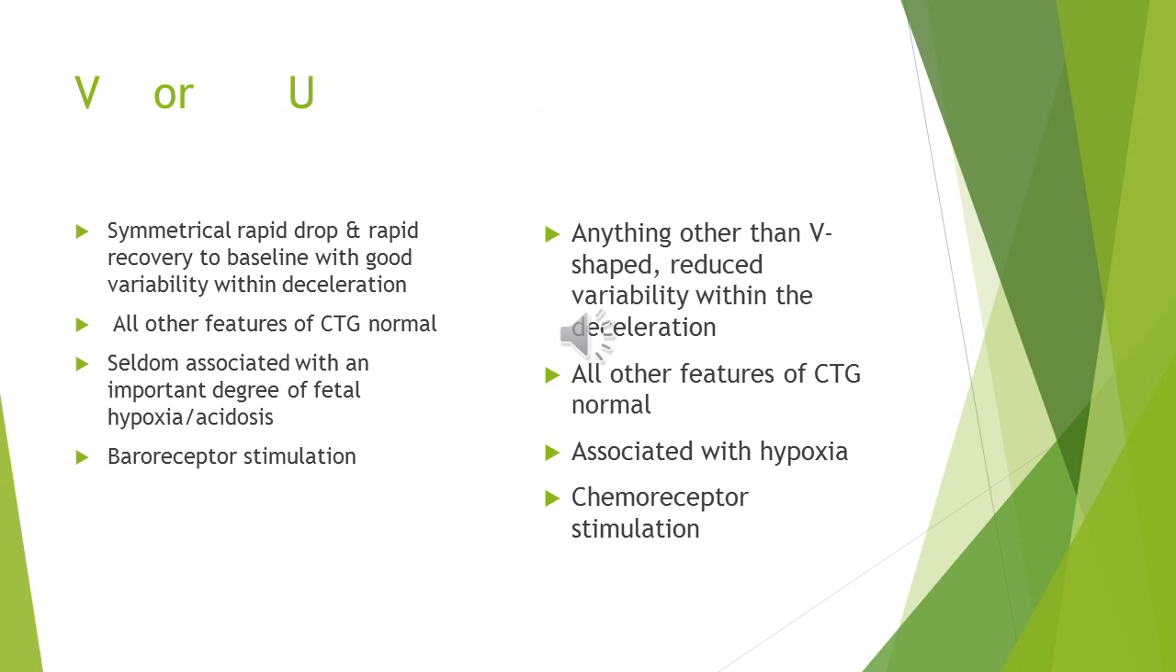So when you see a deceleration, the first thing you need to do is correlate with the contraction to know if it is early, late, or variable. The second thing you need to ask yourself is, is it a V or a U? So V is the rapid drop and rapid recovery, and there's a good variability within the deceleration. All other features are normal. If it happens, it's still not associated with hypoxia, because as we will see later in the classification, these V's can continue for a long time before they become a non-reassuring feature requiring action. And it is most likely due to cord stimulation.